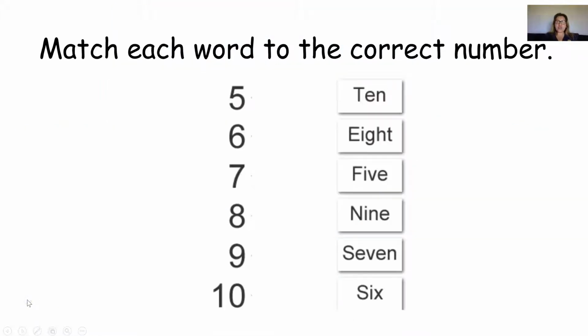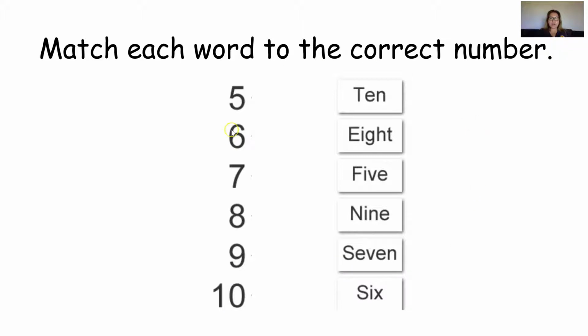So today, boys and girls, we are going to be working in math, and we are going to be learning about writing, how to write each word for each number. So in this page, we are going to match each word to the correct number. Okay, so the first one we see here. I am going to read the words on the right side. We have 10, 8, 5, 9, 7, and 6.